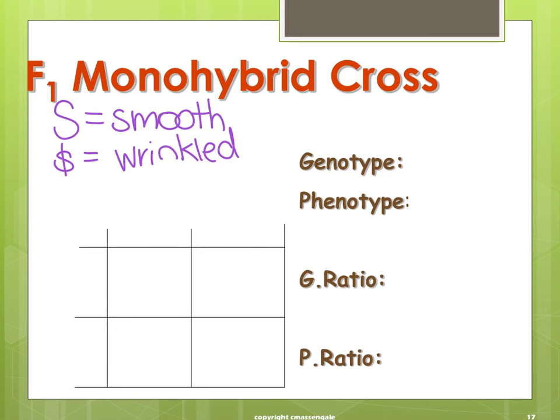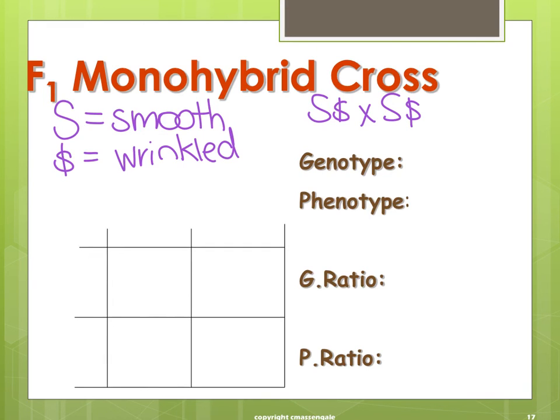And now I've got to write out what my actual cross is. In an F1 cross, remember we take the offspring of the P1 generation. What is my F1 cross going to look like? Uppercase S, lowercase s, times uppercase S, lowercase s. So the times in there is what indicates that it's a cross.